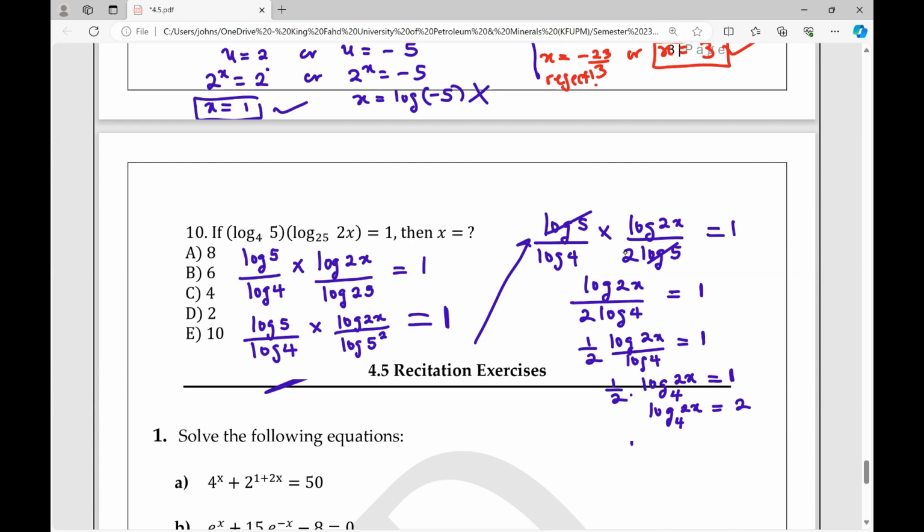And this means that 2x is going to be 4 squared, which is 16. So 2x is 16, and x is equal to 8. So this is the solution. We can solve it another way, but I think this is fine. Just convert everything to base 10, then try to find your way out to get x.